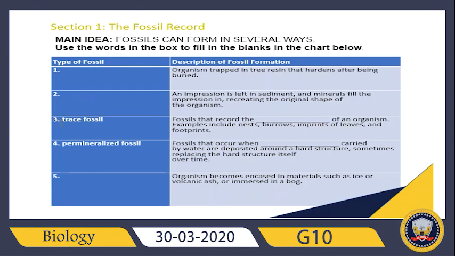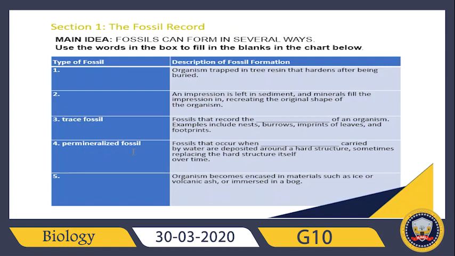Okay, so number 3, guys, is trace fossil, and we say that trace fossil will record what? It records, yes, the activity of an organism. So fossils that record the activity of an organism. Examples include nests, burrows, imprints of leaves, and footprints, and so on.